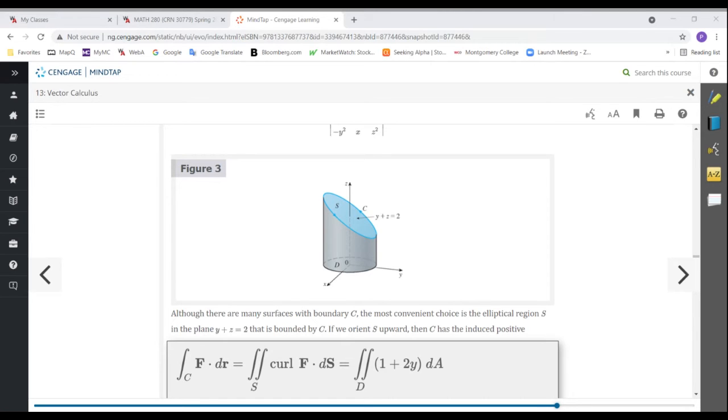Are there any questions on this? Any questions on this example from Stokes' theorem? Okay, that being said, let me stop the recording.